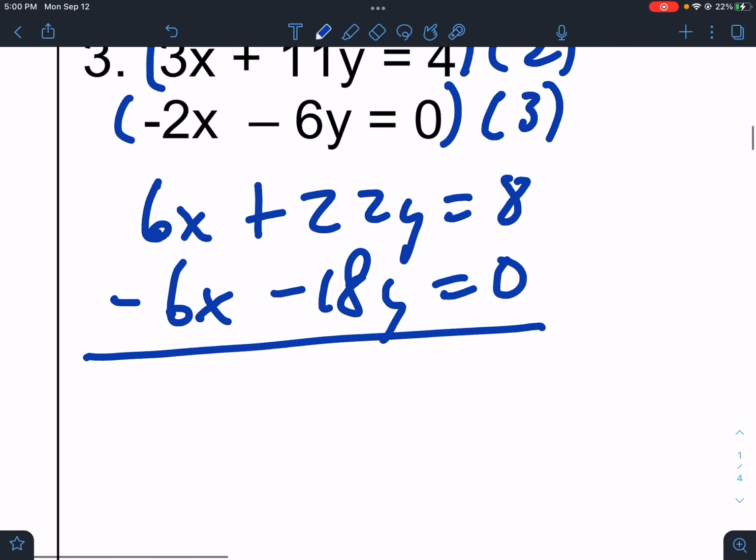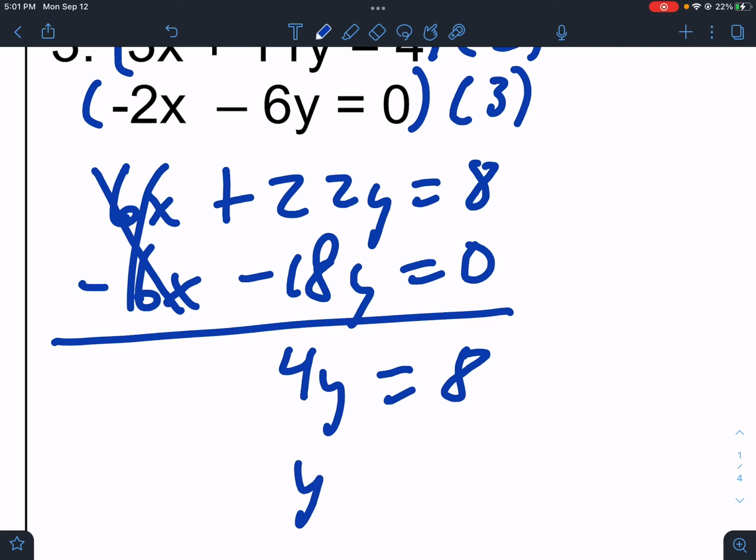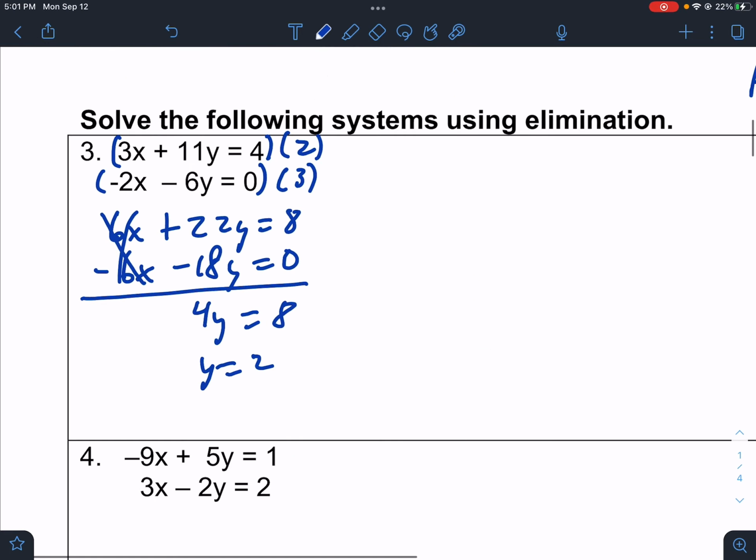Now I can combine these two rows. So the x's cancel out. 6x and negative 6x. It's a fight to the death. Nobody wins. Here we have 4y equals 8. So we know y equals 2. 22 minus 18 is 4y. So we added the two rows together and we were able to solve for y.